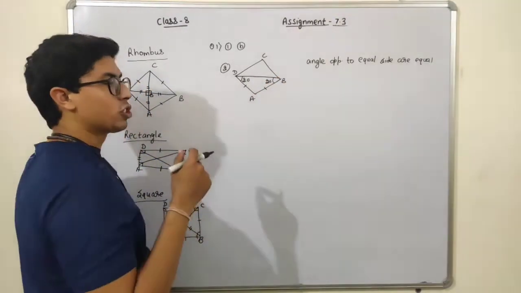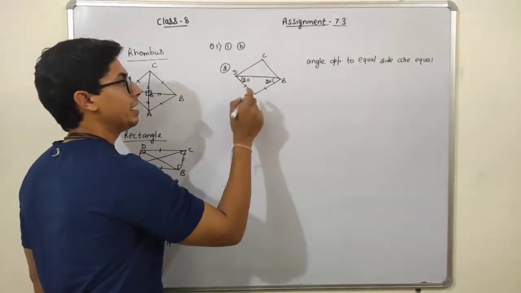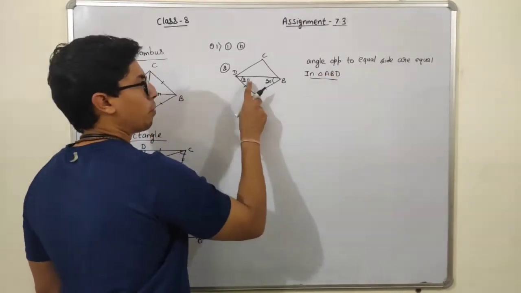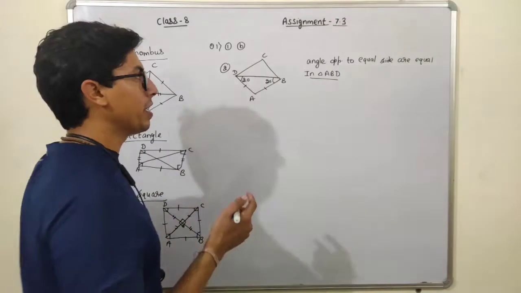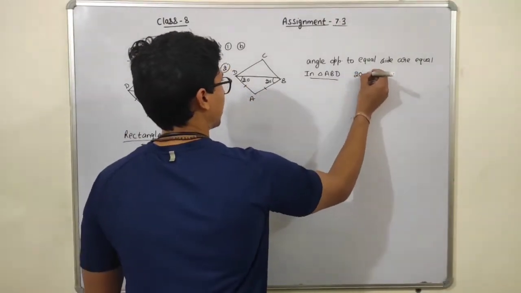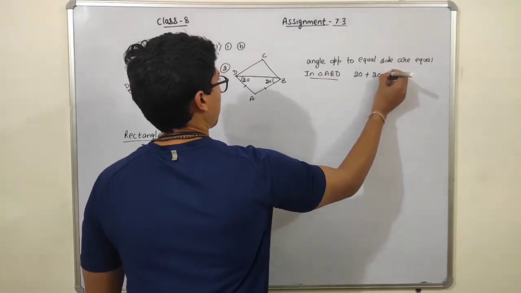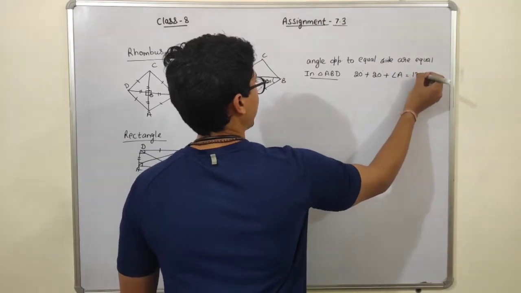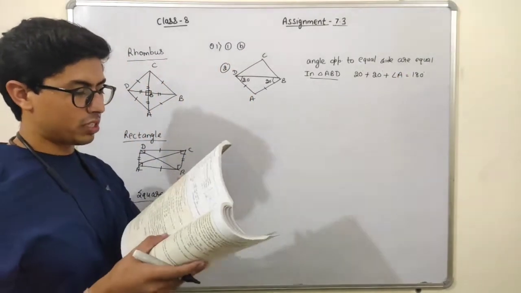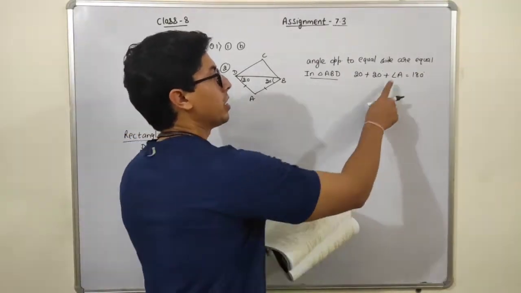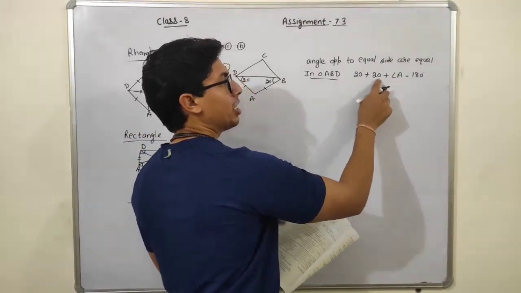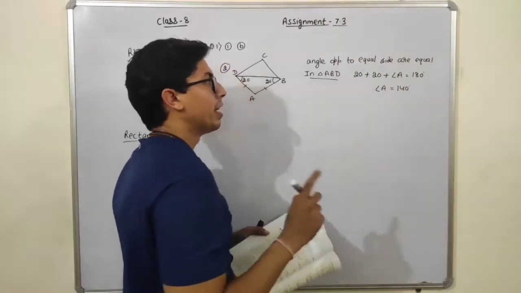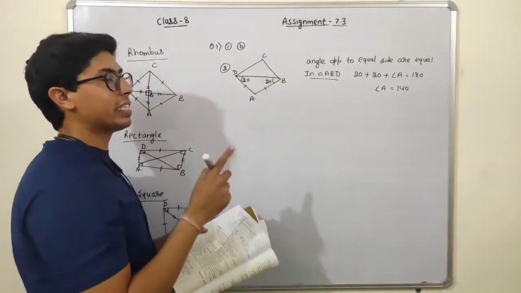Okay, students. Now, if I just use the angle sum property in triangle ABD, sum of these three will be 180 degree because of the angle sum property. So 20 plus 20 plus this angle A, which I don't know, students. So sum of these will be 180. Okay, students. So see, this will be 40. When 40 is subtracted from 180, it will be 140. Okay, this means one angle of rhombus ABCD is 140.